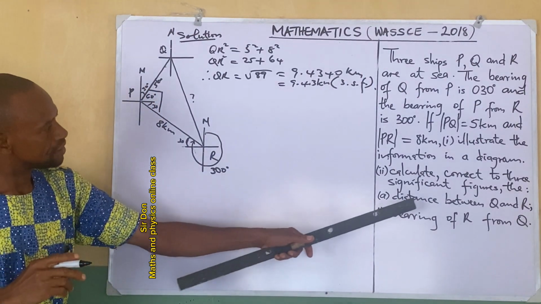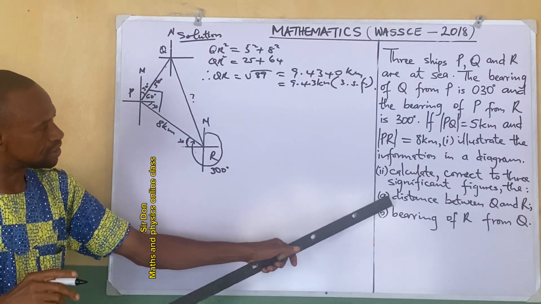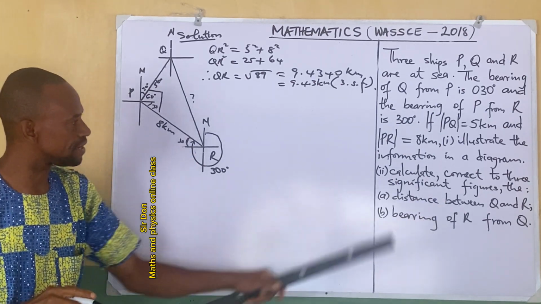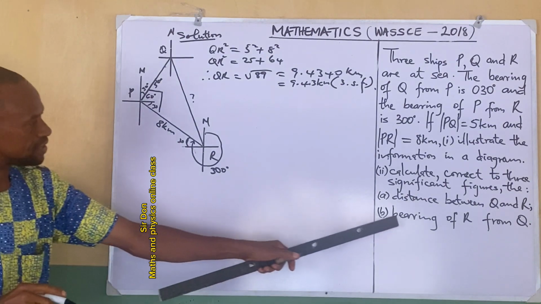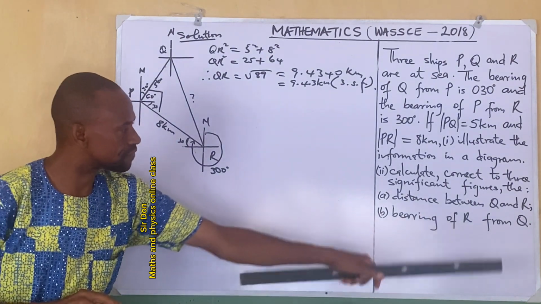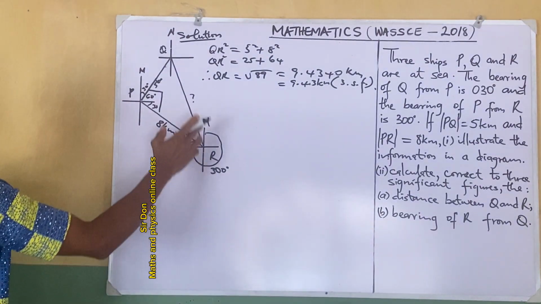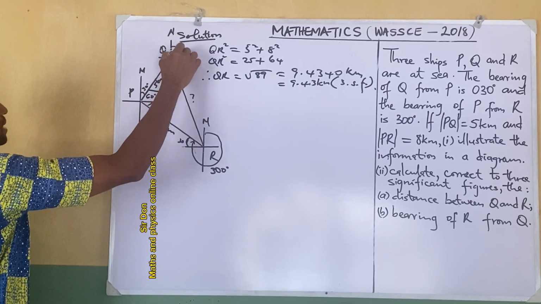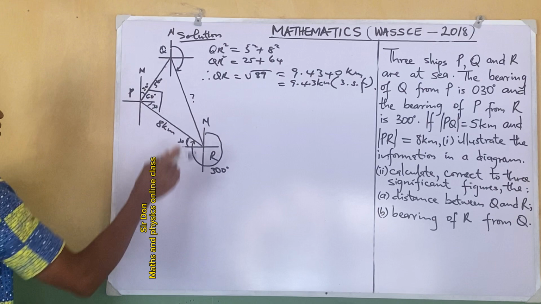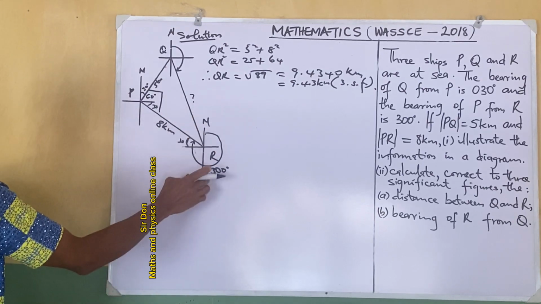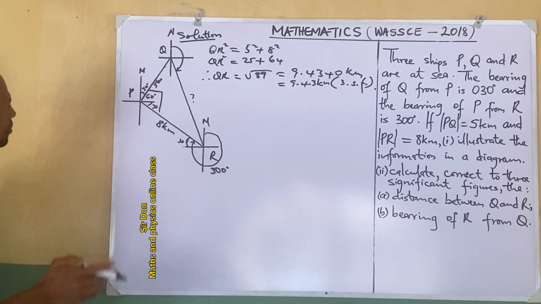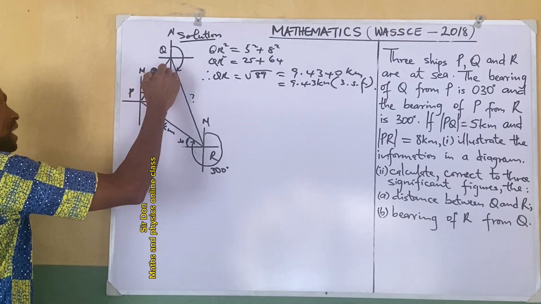Now, let's go to part B. We have calculated QR, that is part A. Now, let us calculate the bearing of R from Q, from this place. That is this angle. That is the bearing of R from Q. How do we go about it? We first of all calculate this angle here.